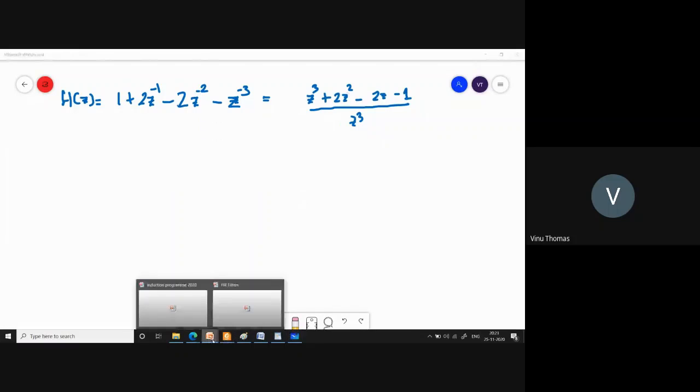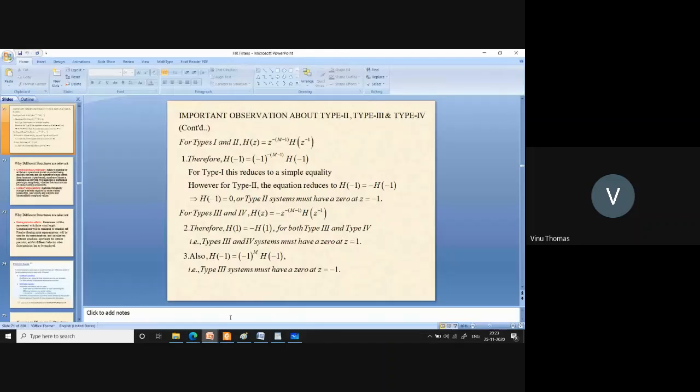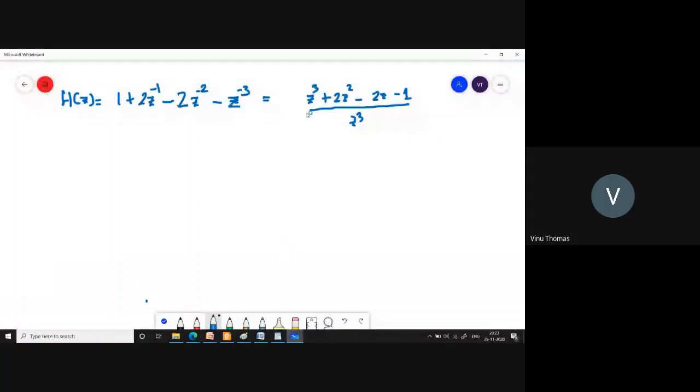From what we have discussed just now, you know that there is a 0 at z equal to +1, right? For the type 3 and type 4 system, you have a 0 at z equal to +1. So what does it mean? This can be verified by putting z equal to 1 and seeing. So 1 cube plus 2 into 1 minus 2 into 1 minus 1. That is equal to 0.